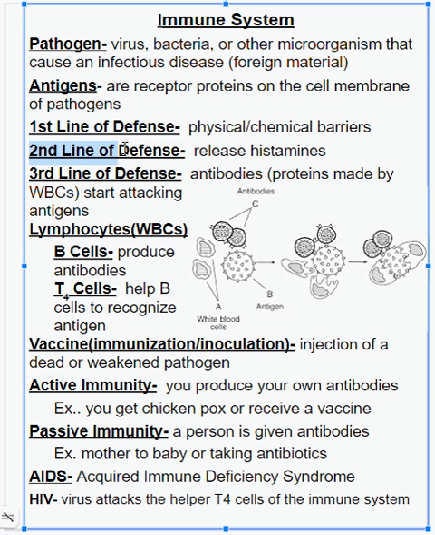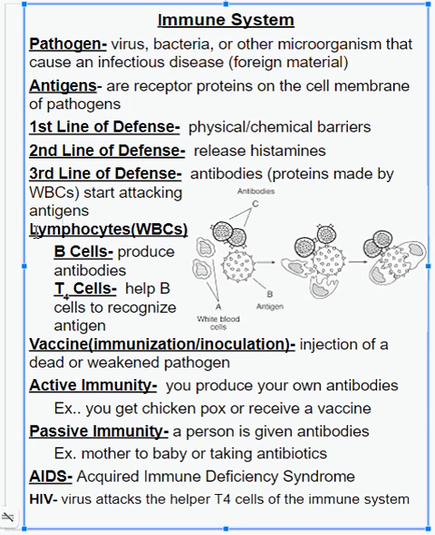The second line of defense is the release of these histamines to recruit white blood cells to the area. So histamines are going to open up those blood vessels and bring white blood cells to the area. The third line of defense is that those white blood cells create a set of antibodies to defend your body from those foreign antigens.